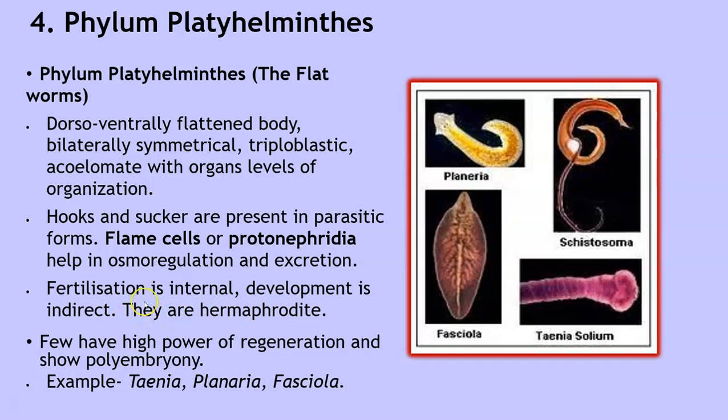Fertilization is internal, development is indirect, and they are also hermaphrodites, that is, we do not have any separate sexes here. Few have a high power of regeneration, so they can grow very fast. Some show polyembryony. Polyembryony is a phenomenon of having multiple embryos. We have examples: Taenia, Planaria, and Fasciola.